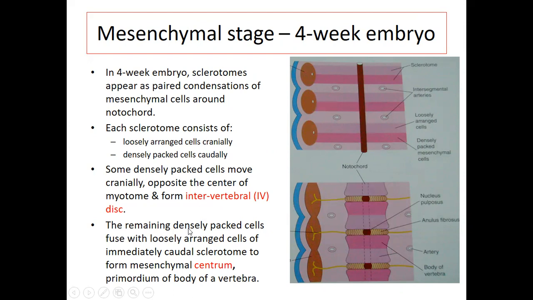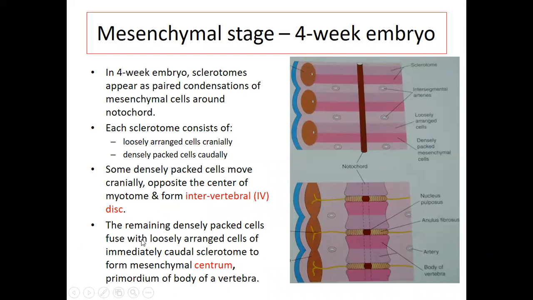And then the remaining densely packed cells fuse with the loosely arranged cells of the immediately caudal stratum to form the mesenchymal centrum. Some of the densely packed cells move cranially, opposite the center of the myotome, and some of the densely packed cells here fuse with the loosely arranged cells of the immediately caudal stratum. It means that this one will fuse with this one. That's why you can see the color here.